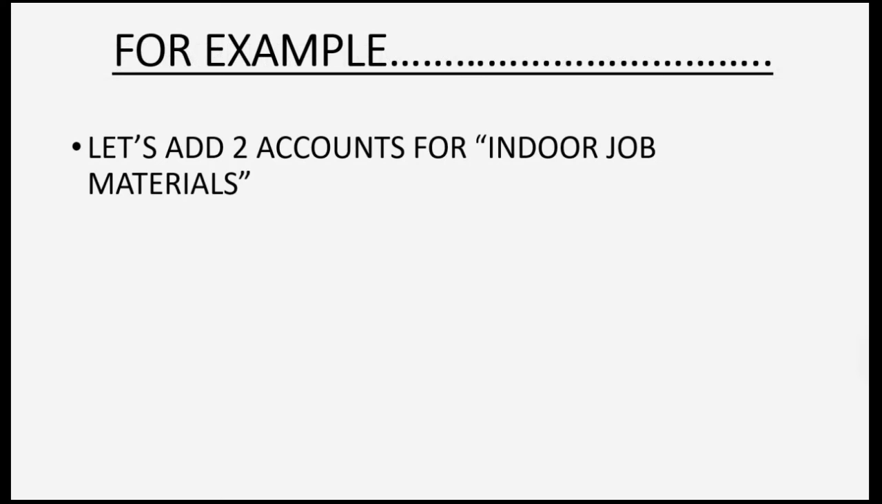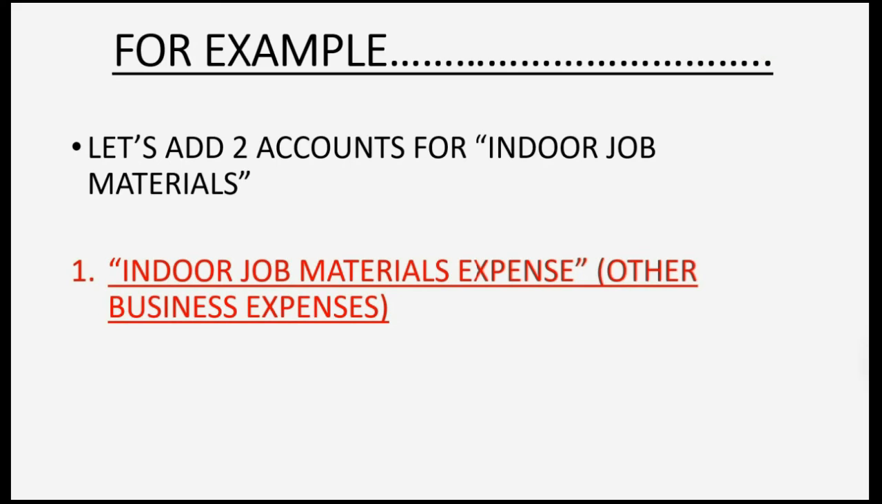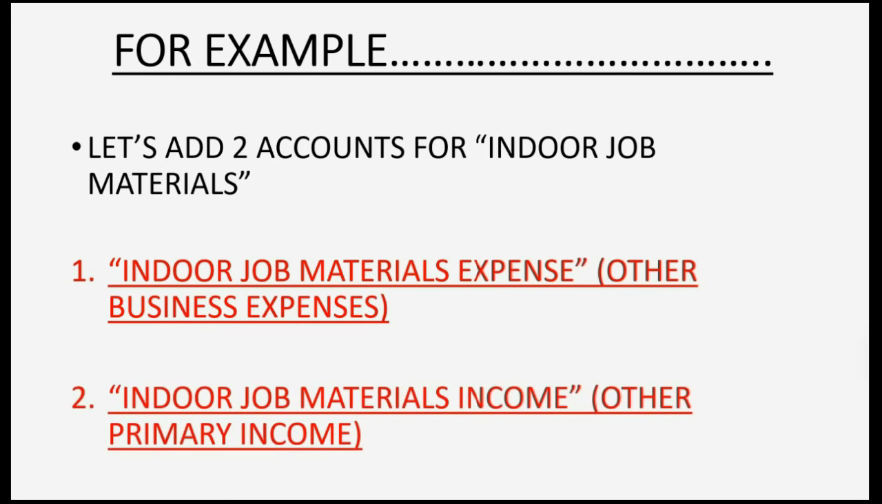So let's add two accounts in the chart of accounts for this example. Let's add an expense account called Indoor Job Materials, and let's call it Indoor Job Materials Expense, and the detail type would be Other Business Expenses. And we'll also add another income account, which will be Other Primary Income, and that'll be the same name, except it'll be Indoor Job Materials Income. And these two accounts will be the accounts that we connect to the items that we just spoke about.